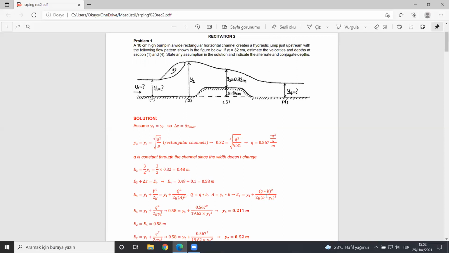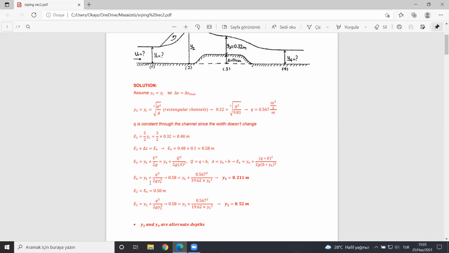I put them here into the equation and we get something like this. This b square and this b square coming from the parentheses will cancel each other. At the end, we are left with E4 is equal to Y4 plus small q square divided by 2g Y4 square. We know what E4 is. It was 0.58. We don't know Y4. We know what q is, 0.567.